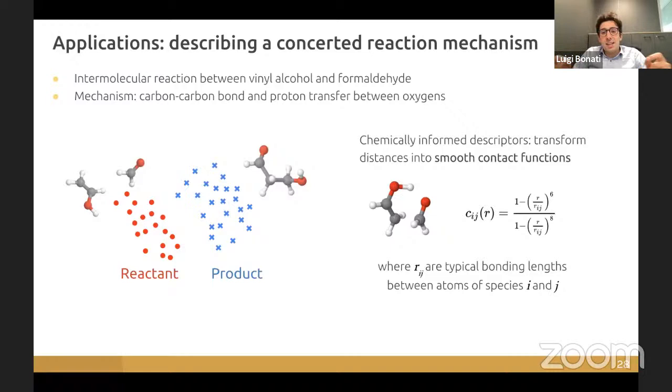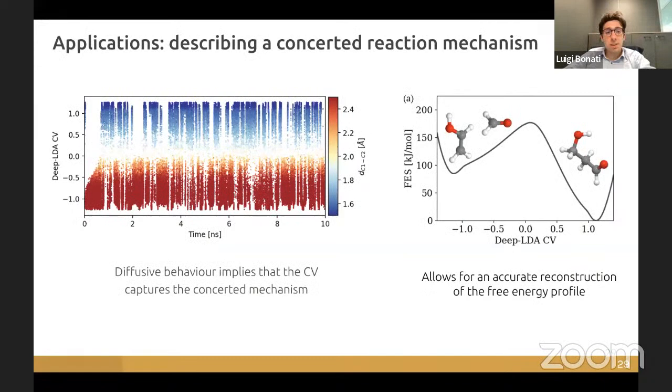The nice thing is that in this way, we can inform the machine learning model about the physical aspects we are interested in. It works. If you check in the paper, it works well even using simpler descriptors such as distances. But still, in this way, we are able to focus the sampling on what we are most interested in. And this results in a very diffusive behavior, which tells us that the CV, despite being optimized starting only from equilibrium fluctuations of the metastable states, is actually able to capture this concerted mechanism between the two.